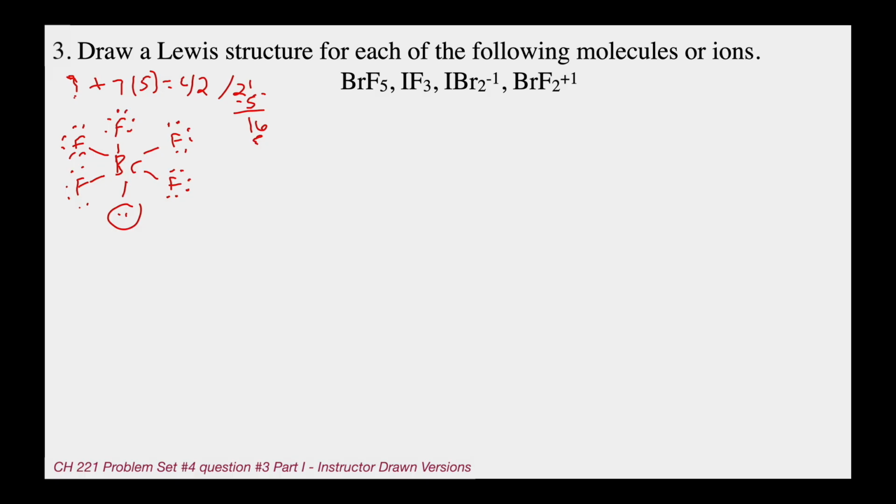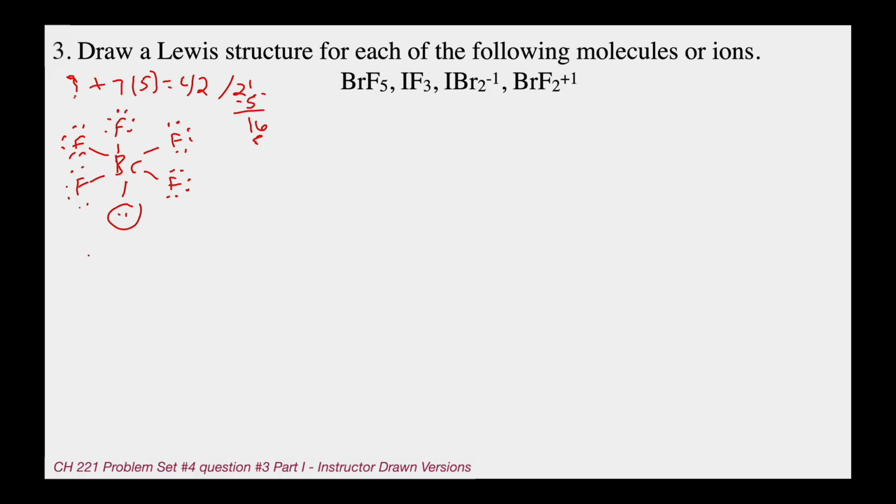Bromine is in an octahedral environment. It has 5 bonding pairs and a lone pair, 6 pairs total. That's why BrF5 is an octahedral thing. So if you put trigonal bipyramid, it's basically just a reminder: count the electrons, all right? It will come back to haunt you if you don't. It's really important. Okay, next one, IF3.